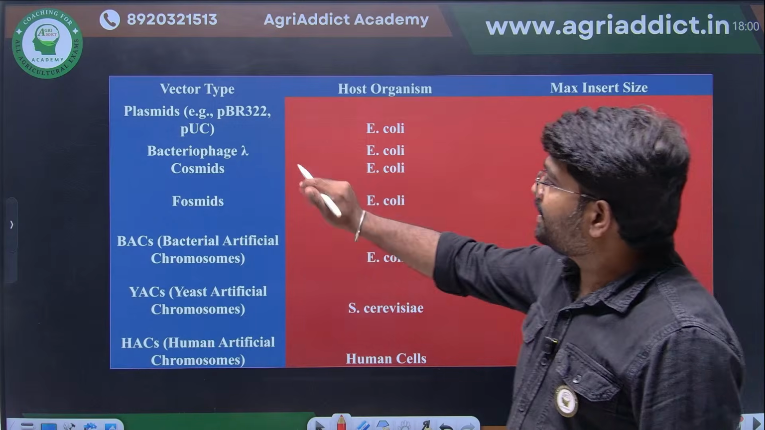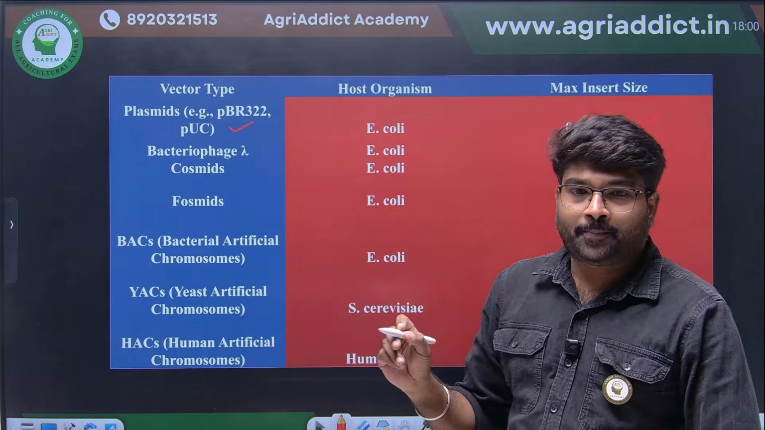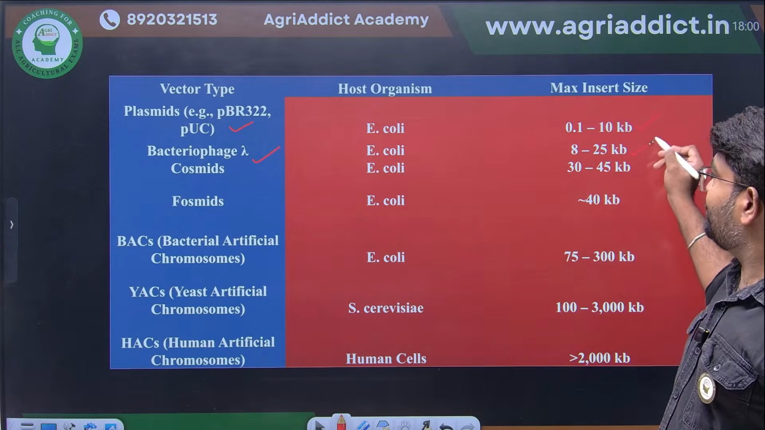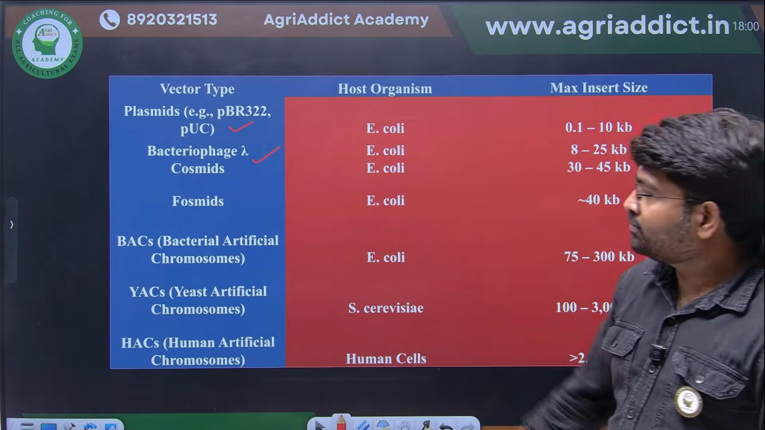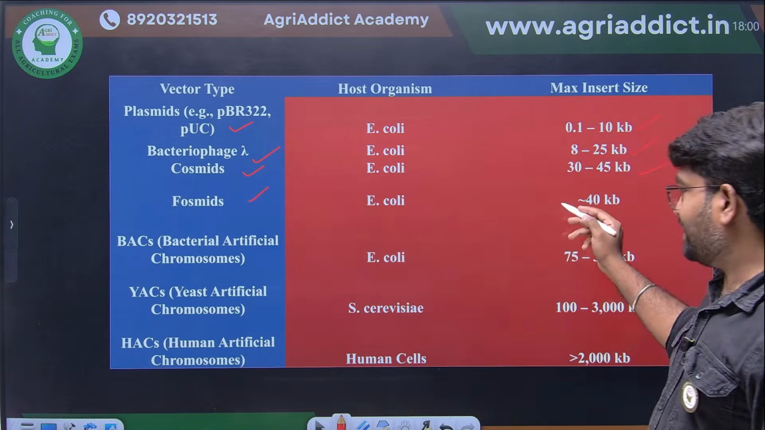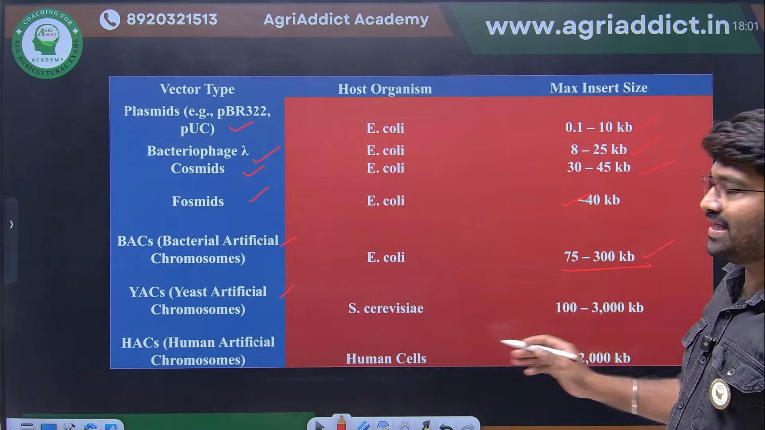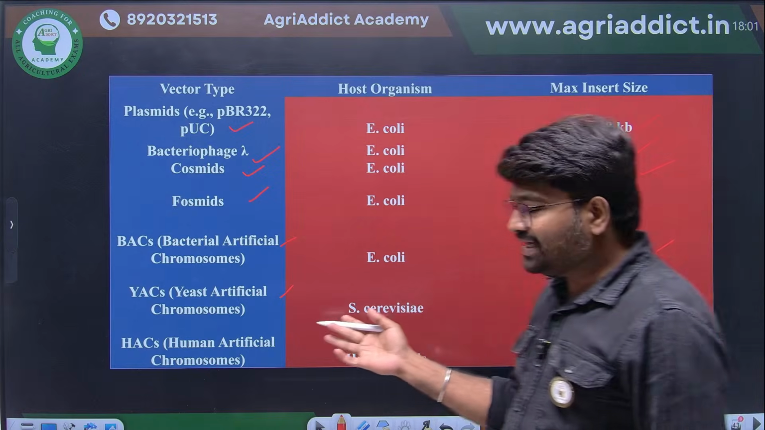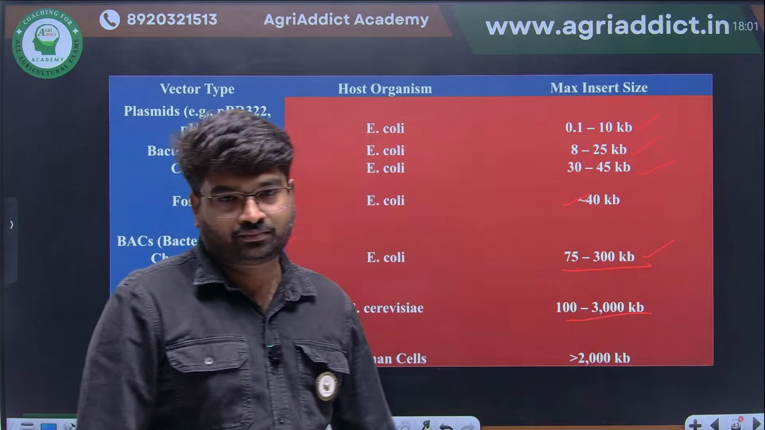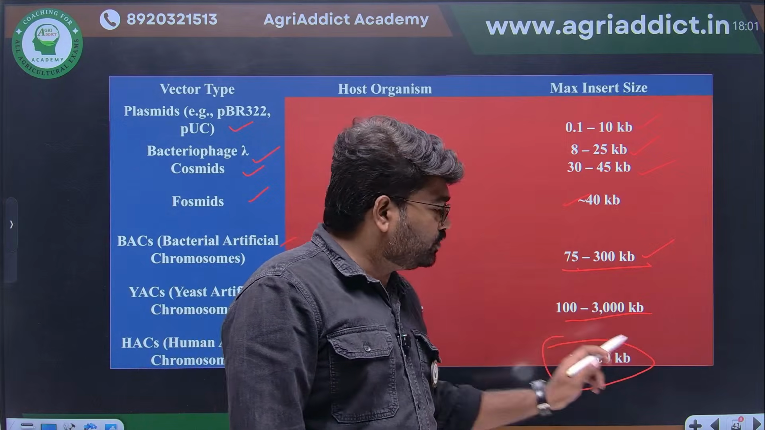You see here, pBR322 has a cloning capacity of up to 10 kb. Lambda phage vector has a cloning capacity up to 25 kb. Cosmid means up to 45 kb. Fosmid means 40 kb. BAC, we have seen, 300 kb in bacterial artificial chromosome. Yeast artificial chromosome means up to 3000 kb. Human artificial chromosome, this is a more advanced one, will have up to 2000 kb.